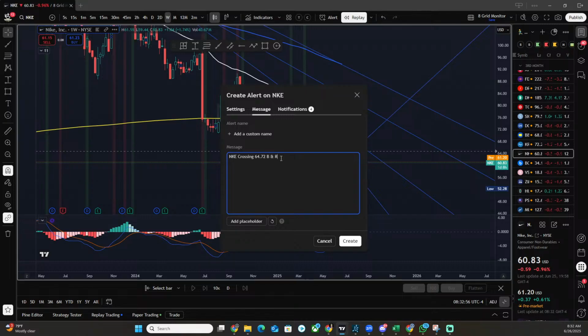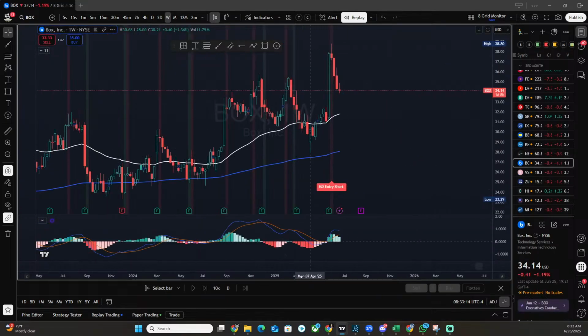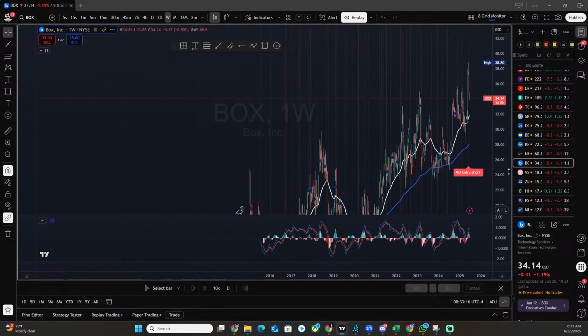Ampersand and run breakout. I put it in the wrong spot. I want to put it on the title. There we go. So we'll see if that actually breaks out. Box, still don't understand how they make money, but this is a very solid company.